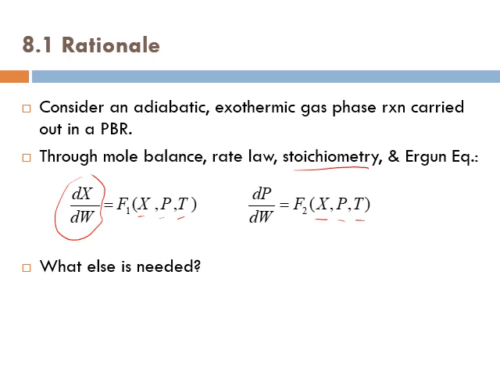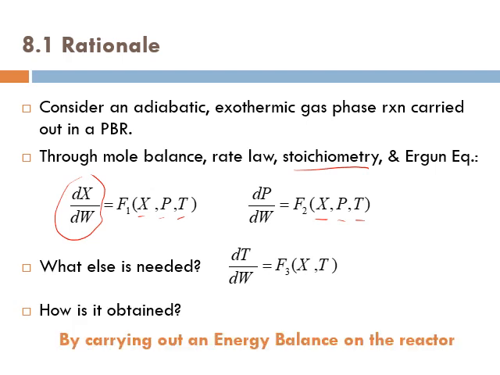Right. So what else do we need? What else do we need? Well, we have here three variables, X, P, and T, right? But we have only two differential equations. So that means we need a third differential equation. We need dT/dW, which is a function of X, T, and theoretically you can say P as well. But let's take X and T. Where do we get this equation from, dT/dW? Yep, by carrying out an energy balance on the reactor.